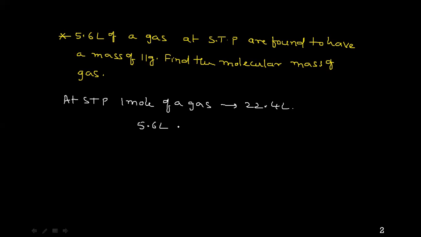5.6 liters implies 11 grams. Equate this to 22.4 liters. This will be 4 times. So we make it as x. The value of x is equal to 44 grams. This is nothing but the gram molecular weight of the gas.